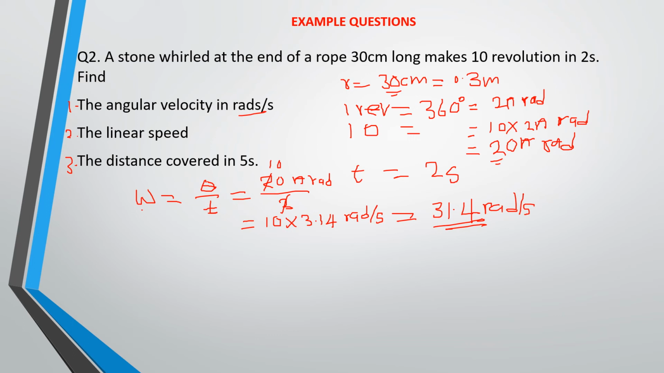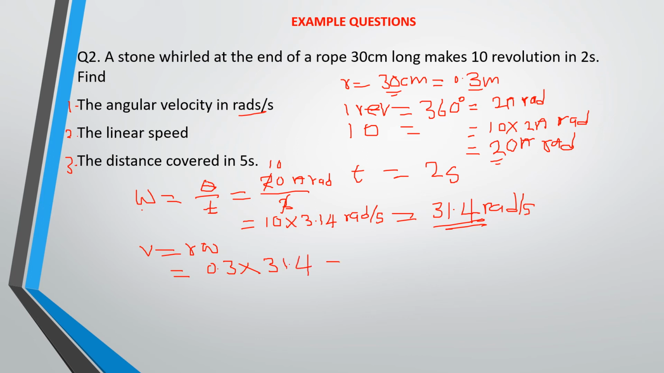Alright, so now I want to find the linear speed. From our previous equation, we've got that linear speed is related to angular speed or angular velocity by this equation: v is equal to r omega. So substituting into this equation, we have the radius as 0.3 meters, multiplied by the angular velocity that we just got.